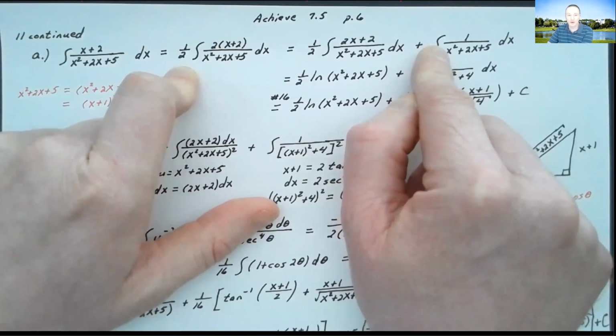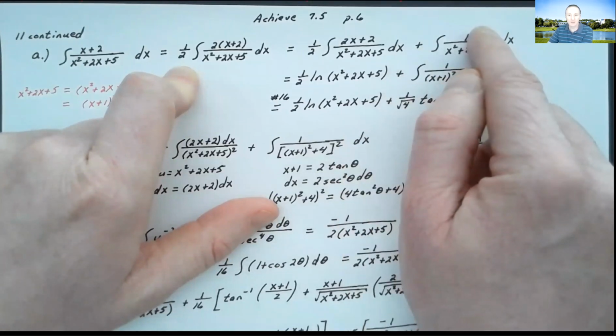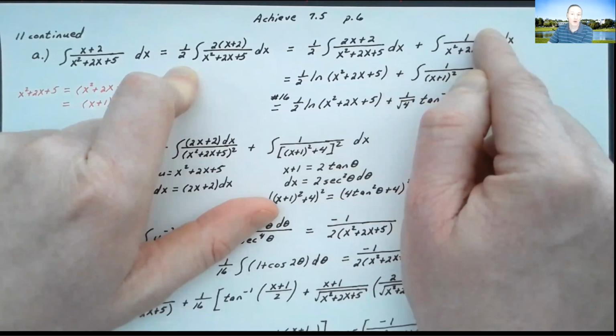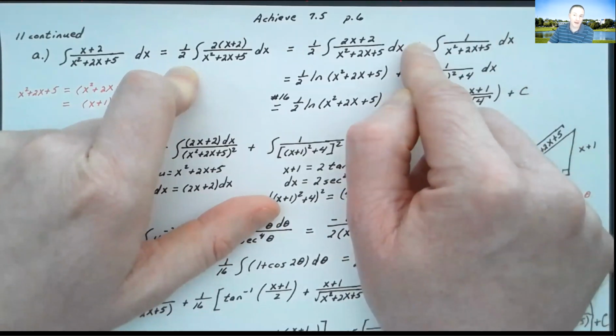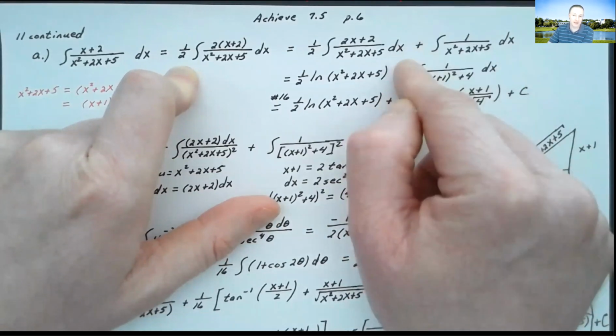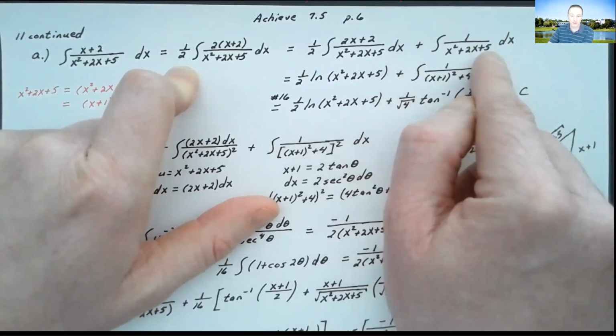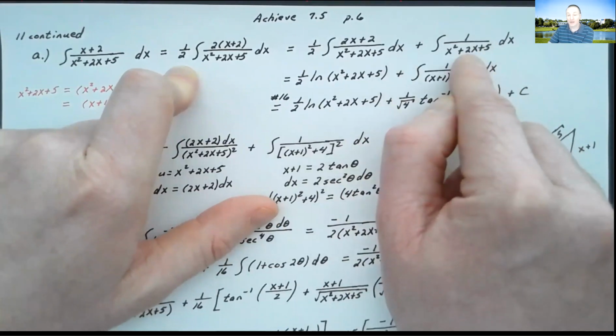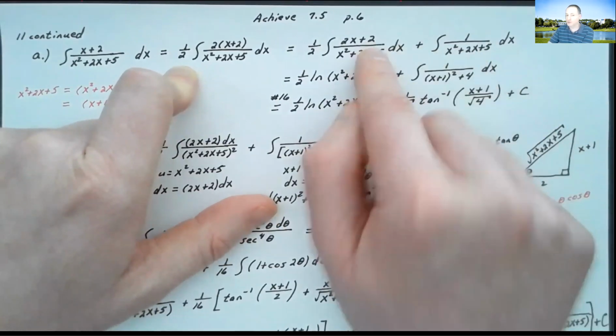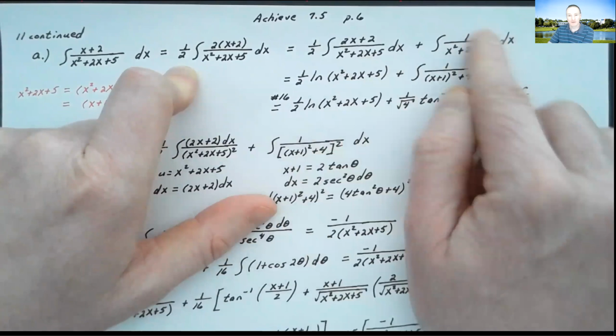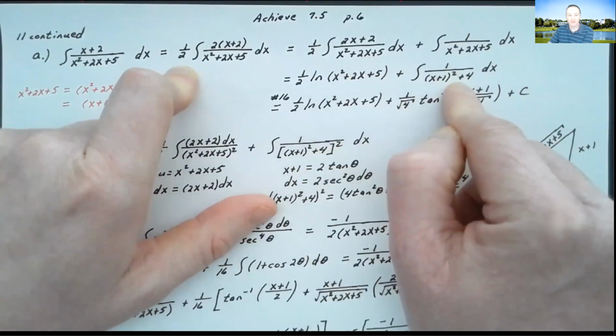Well, hopefully you see what I've done here. I've taken that 2 that would have been inside here, multiplied it on the outside, 1/2 times 2 just canceled out, and I have plus 1 times the integral of 1 over this denominator. Now, that is what I need to work with. This first one, I can already integrate. The second one, I need to put in a better format.